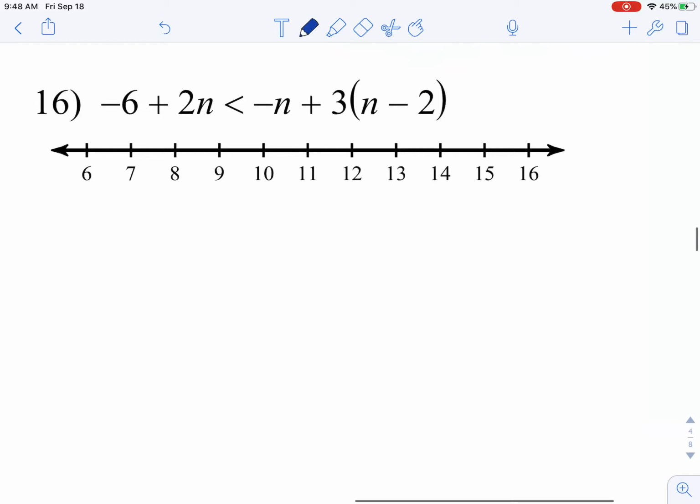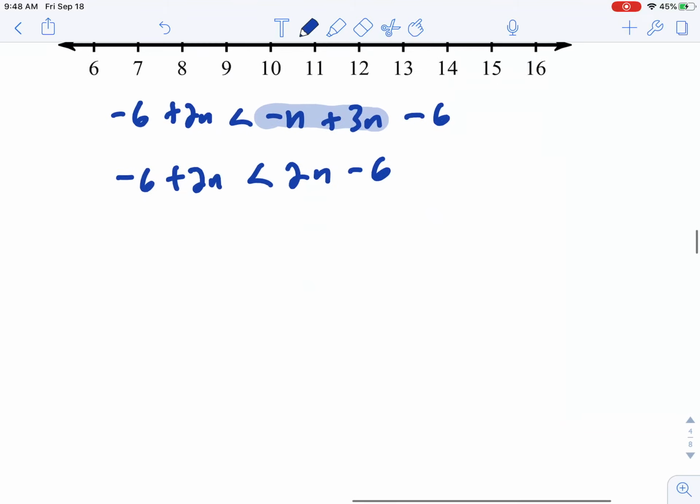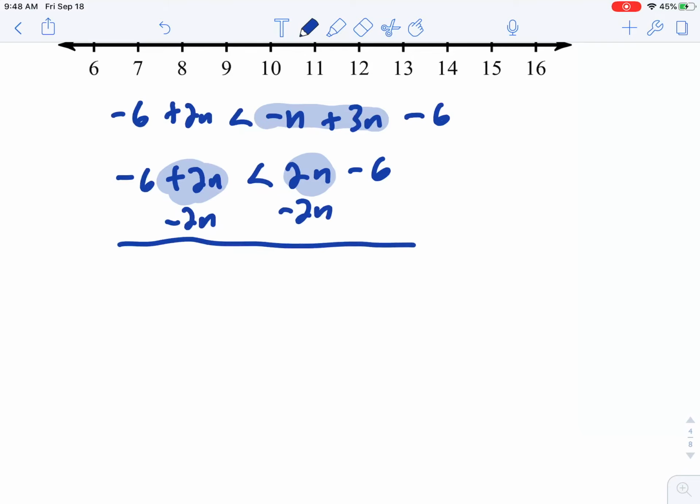So how do we know it's no solution? Bring this down. Distribute the 3. So plus 3n minus 6. Those are like terms. You can combine those. So you get negative 6 plus 2n is less than 2n minus 6. The 2n on each side, those are like terms, so I can subtract and combine those. 2n minus 2n cancels out, gives me negative 6. Bring down the less than. Those also cancel out, bring down the negative 6.